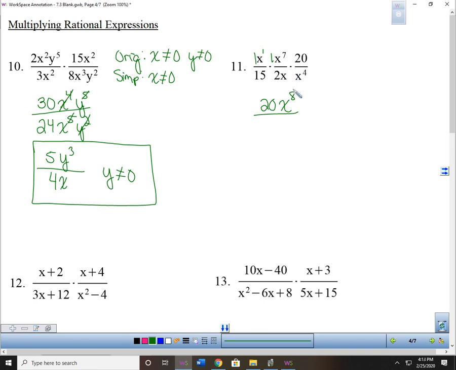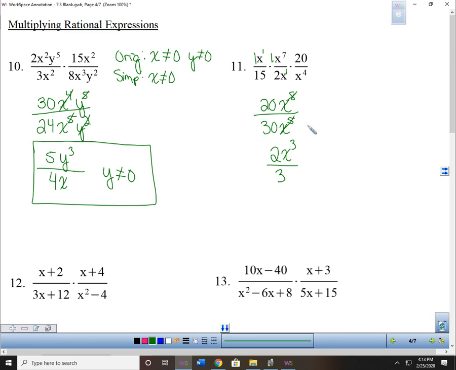15 times 2 times 1 is 30. x to the 1st times x to the 4th is x to the 5th. And then you just have to reduce from there. So 20 divided by 30 is 2 over 3. I have 5 x's on bottom and 8 on top, so I can take 5 from both. So that would be x to the 3rd.